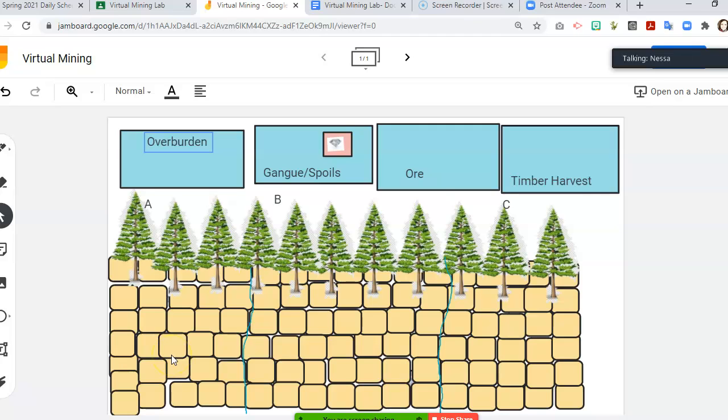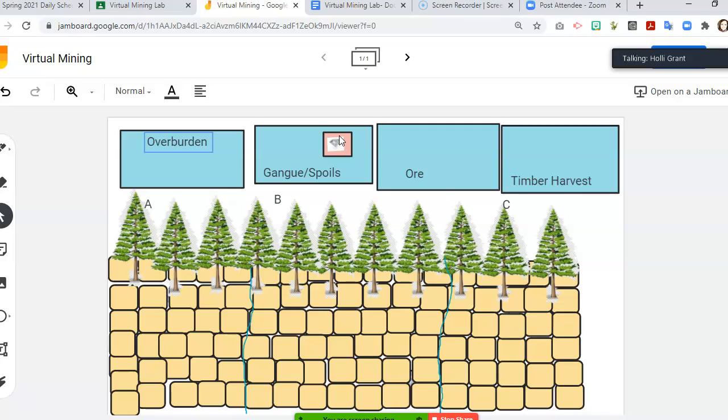Oh, okay. So another question that a kid had is about the trees. If you click the trees, they go under timber harvest. The other explanation is the gang or the spoils. If you see a diamond with a pink box around it, that means it's unmineable. It's there, but we have not figured out a process to get that diamond out. So it doesn't count for how much money you make.